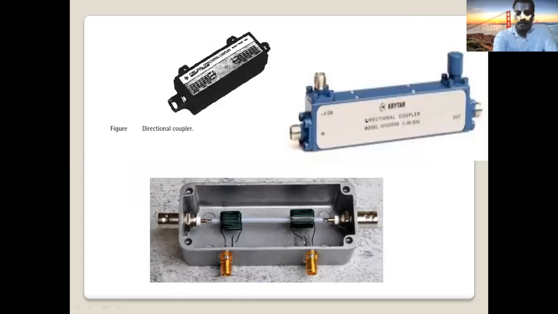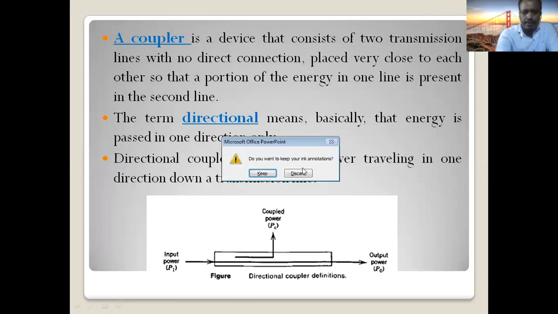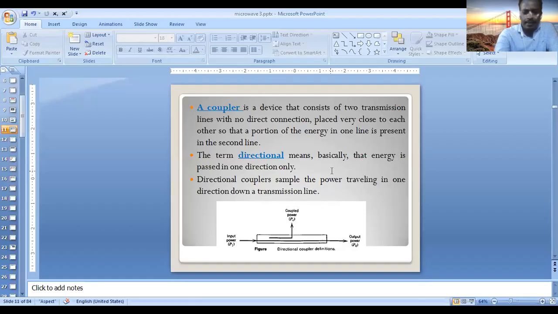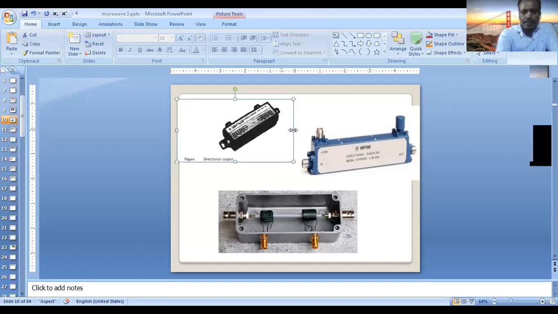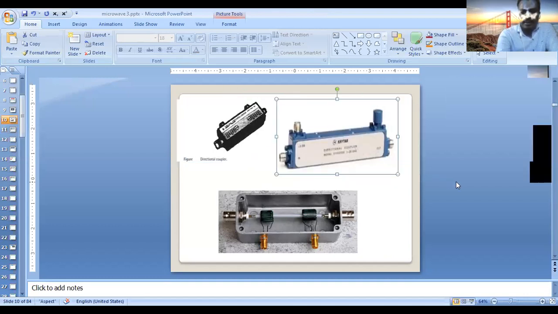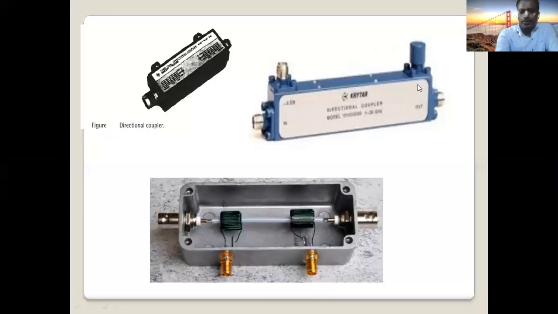So you see here, this directional coupler, you can apply your input here. You will get your direct transmission here. The signal will be transmitted in this direction directly. Okay.